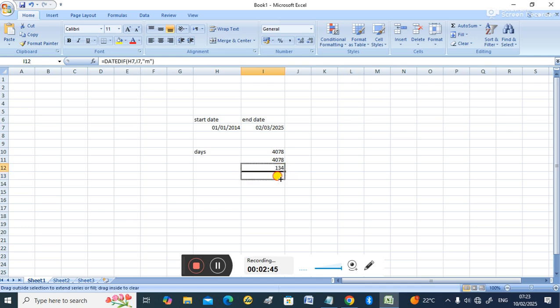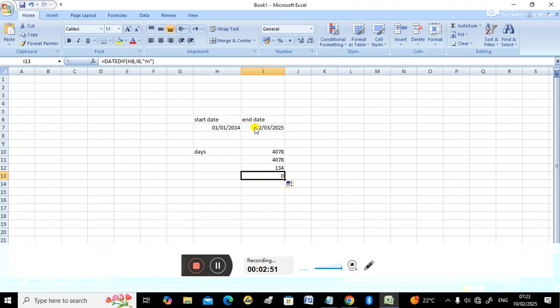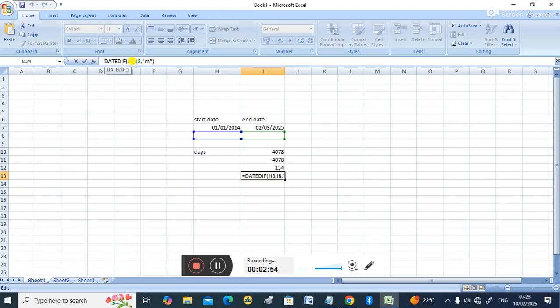Then I want to know the difference between those two dates in terms of years. So I'll modify this again to the cell addresses H7, I7. Then here I will change M to Y, enter.